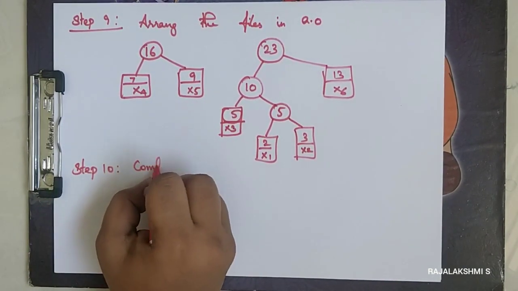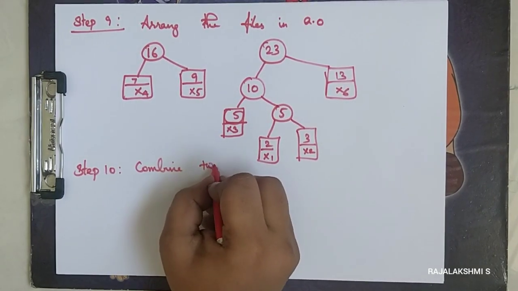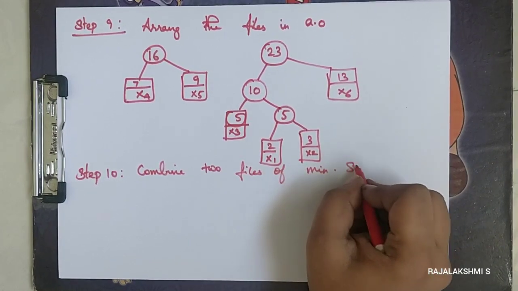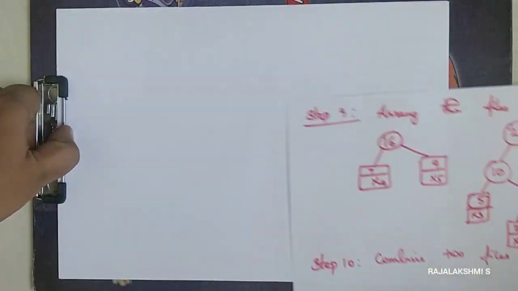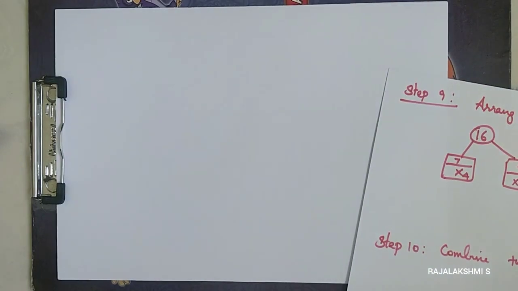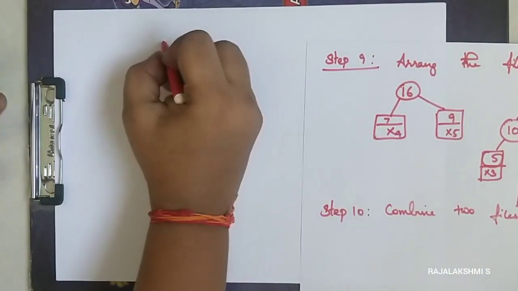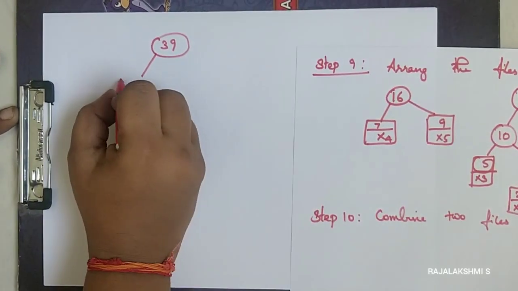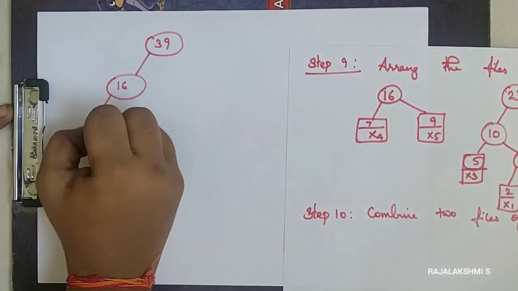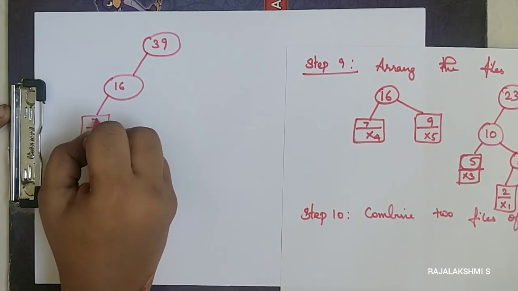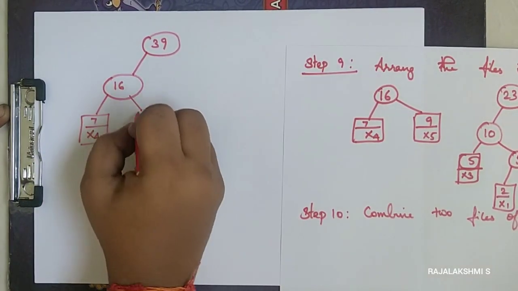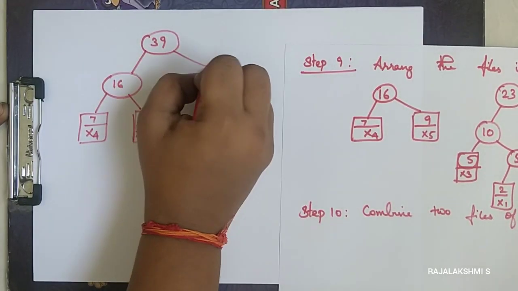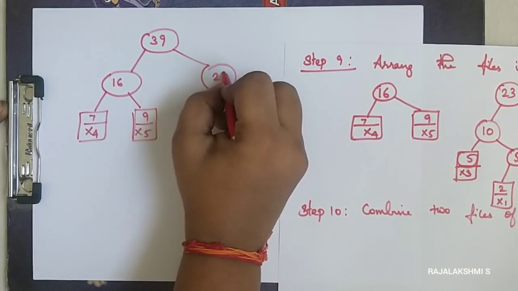combine two files of minimum size. Due to space scarcity, I am drawing in a new separate page. So here 16 plus 23, so it will be 39. Here the left child will be the one having the root 16. So here I have 7 x4 and 9 x5 and the right child will be 23.